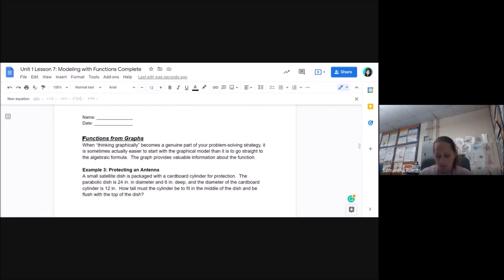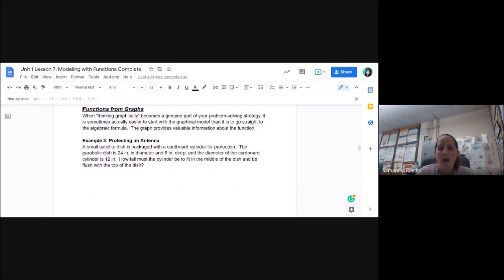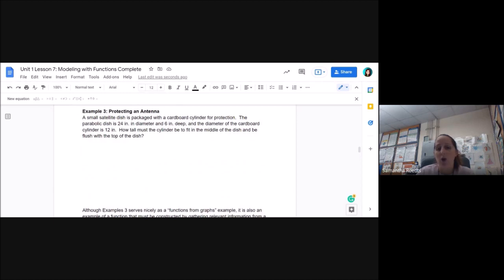Protecting an antenna. A small satellite dish is packaged with a cardboard cylinder for protection. The parabolic dish is 24 inches in diameter and 6 inches deep, and the diameter of the cardboard cylinder is 12 inches. How tall must the cylinder be to fit in the middle of the dish and be flush with the top of the dish? So I can solve this algebraically.